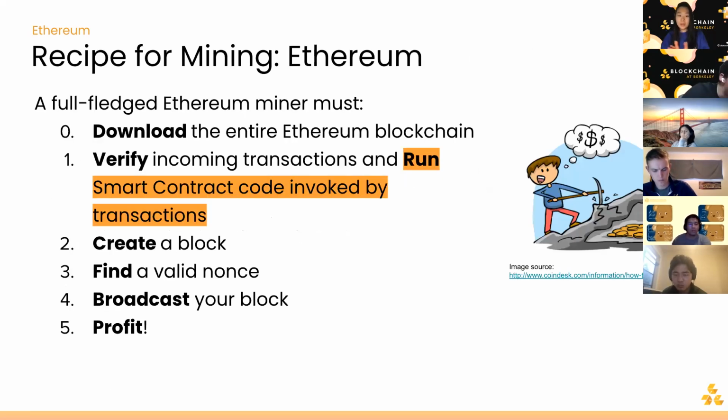Okay, so the recipe for mining. So first you gotta download the entire Ethereum blockchain. And then you have to verify incoming transactions and run smart contract code invoked by the transactions. And then you have to create a block and then find a valid nonce, which is because we use proof of work still. ETH2, however, is moving to proof of stake, which is probably more environmentally friendly. And then you broadcast your block and then you basically profit.